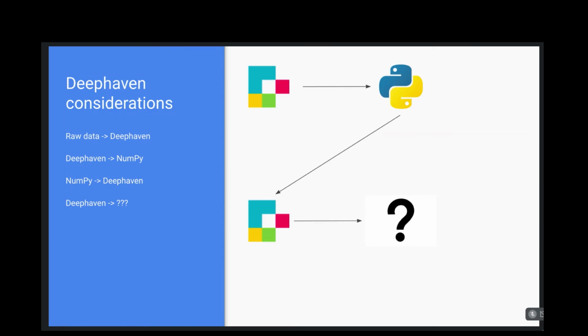You need to determine how many of those outputs there are going to be and what kind of columns you want to store those values in. And then once you have the solution in the form of a Deephaven table, do you want it to be broadcast anywhere else?